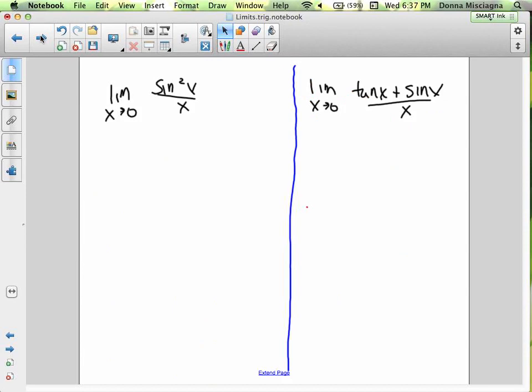So we have the limit as x approaches 0, sine squared x over x. Of course, we know that's going to be indeterminate. We tried to plug in. My x looks funny. It doesn't look any better. There we go. All right, so we're missing something here. We are missing an x in the denominator. We need an x down there.